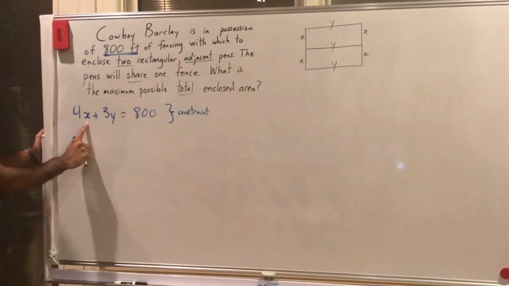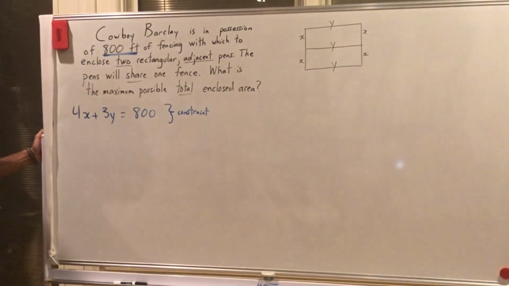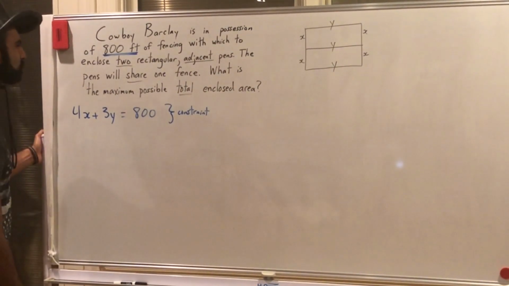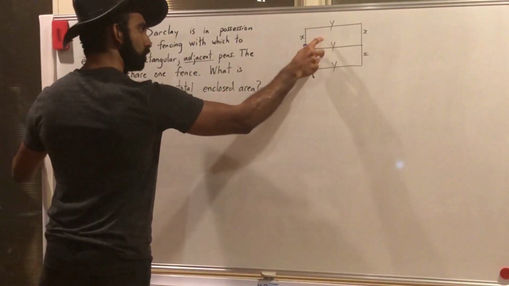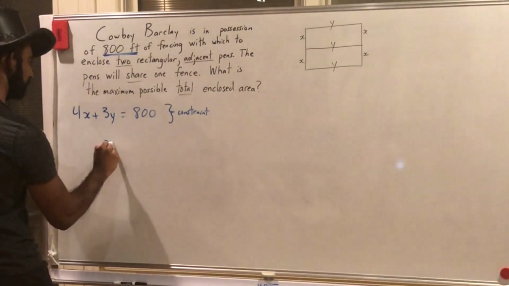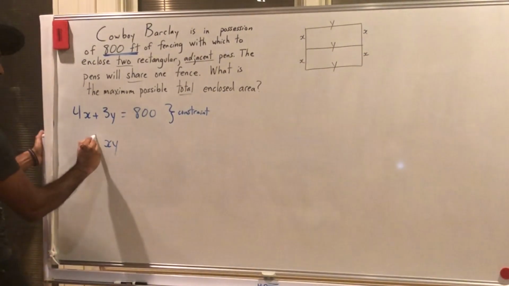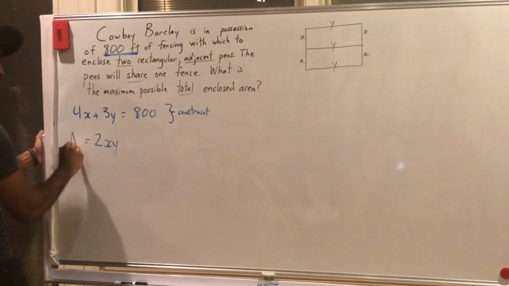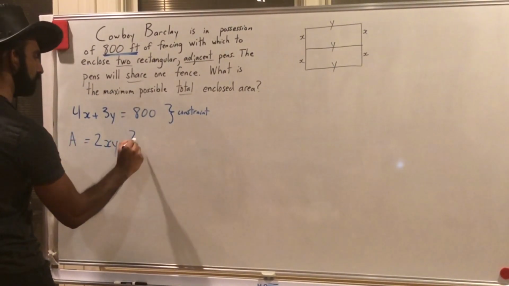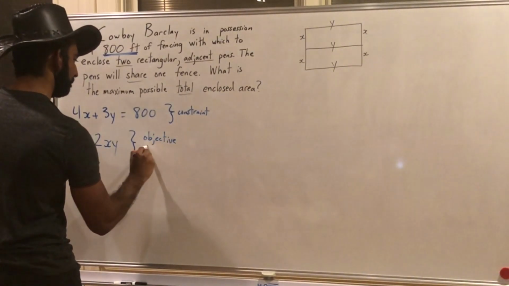So whatever I pick for x, I gotta pick y in such a way that it satisfies this equation. Now then, I'm trying to maximize the total enclosed area. I have 2 rectangles here. What is the area of one rectangle? Just x times y, so the area of both of them is going to be 2xy. So we have A equals 2xy. That is my objective function.